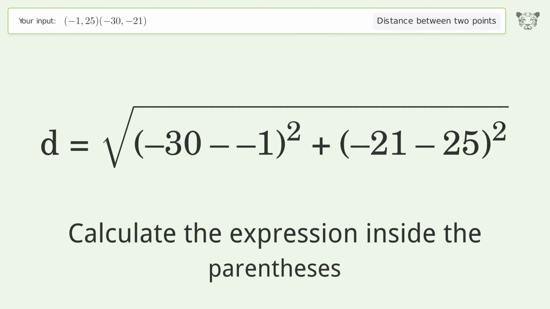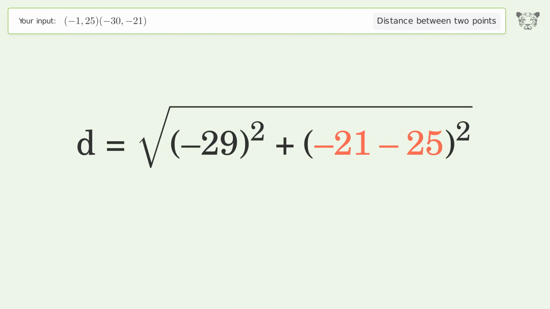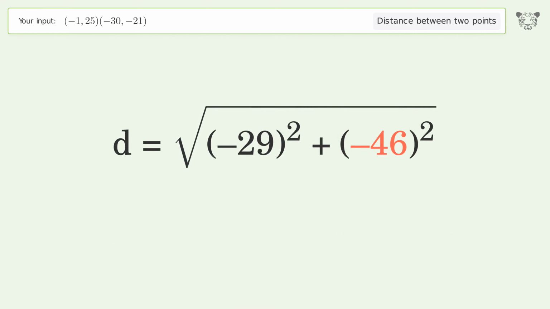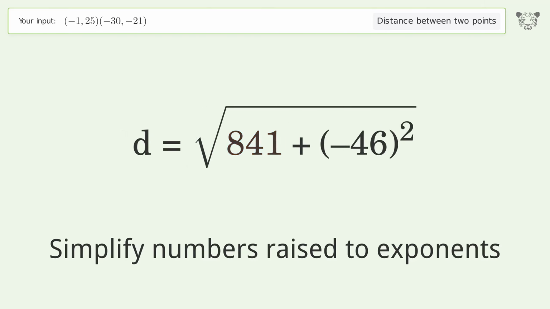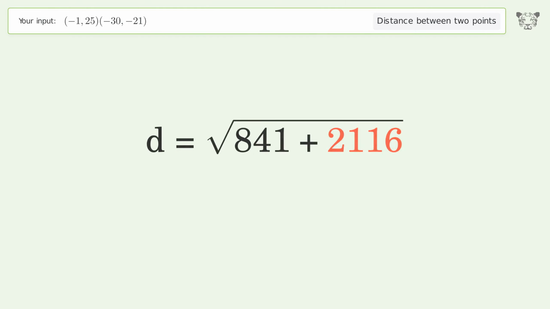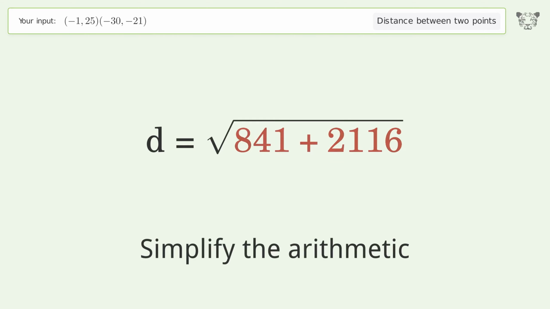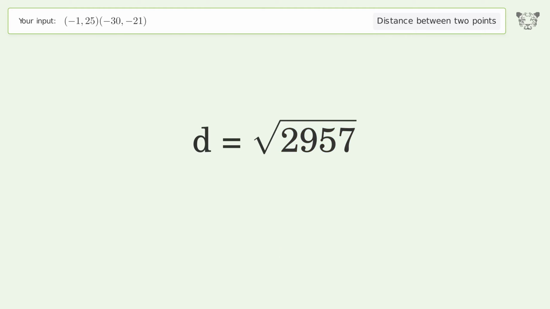Calculate the expression inside the parentheses. Simplify numbers raised to exponents. Simplify the arithmetic. And so the distance between the 2 points is the square root of 2,957 or 54.378.